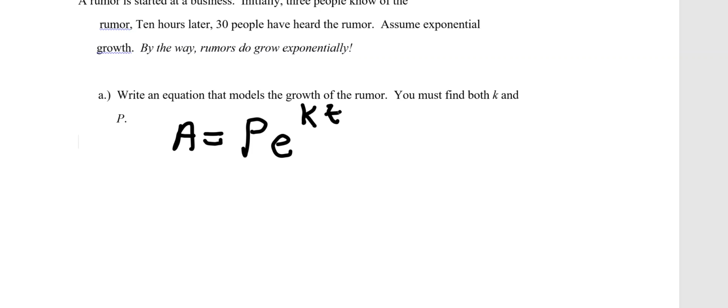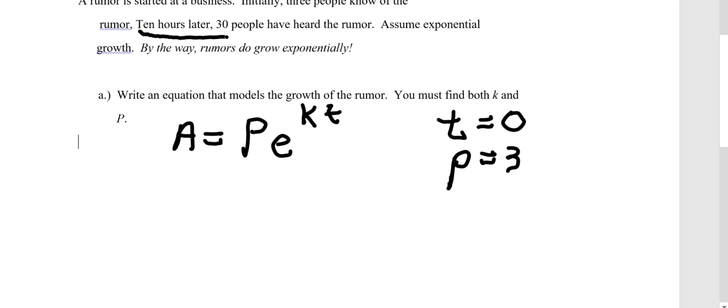So it tells us that initially 3 people know the rumor. So we can assume that at time equals 0, P equals 3. Okay. Now we want A as a function of time. We already have P. We need K. Where are we going to get K from? It tells us that 10 hours later, 30 people have heard the rumor. Okay. So now we know that when T equals 10, A equals 30.